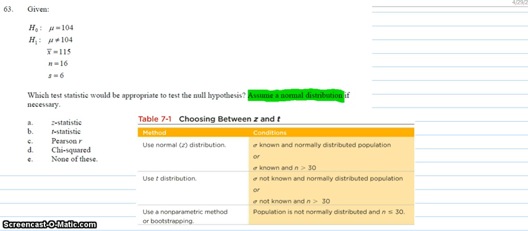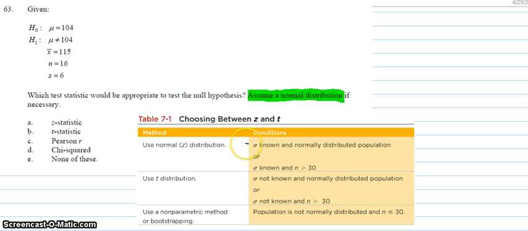So that right there tells us the nonparametric method or bootstrapping is not going to work because it says the population is not normally distributed. So now we have a choice between a Z distribution and a T distribution. Well, let's look at our n's first. They both require n being greater than 30. They both require, in the first requirement, normal distributed population, and then we have a normal distribution.